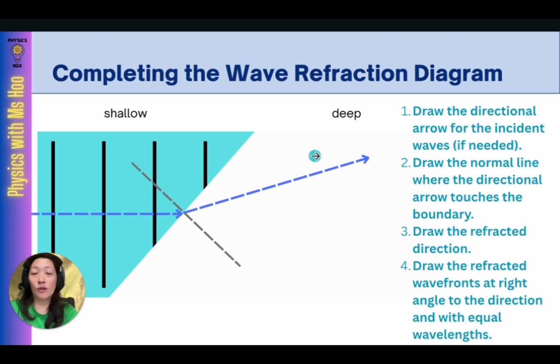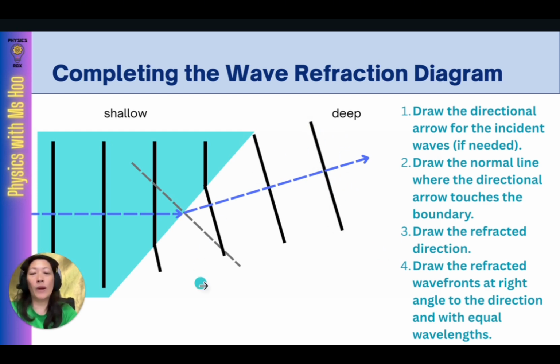Again, don't just randomly draw the wavefronts. Use the wavefronts that are already touching the boundary to help you get the new wavefronts. So at these two points, complete the wavefronts by drawing them perpendicular to the direction. And then you can complete the rest of the wavefronts with the same wavelength. So again, remember that the wavelength of the waves in the deep region must be constant and the wavelength must be greater compared to the waves in the shallow region, because they're traveling faster in the deep region and slower in the shallow region. And that's how you complete the wave refraction diagram.